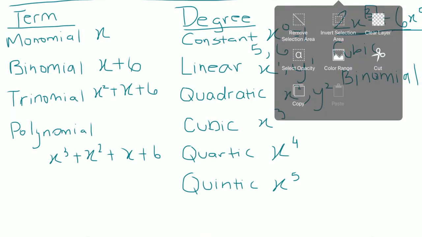Now, let's move on to adding and subtracting polynomials. So let's take two polynomials, for example. So we'll have x plus 5y minus 3 plus 2x minus 3y plus 5.